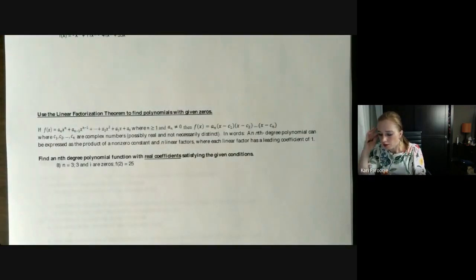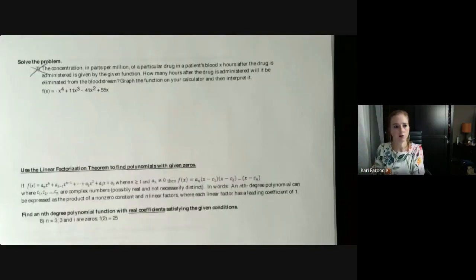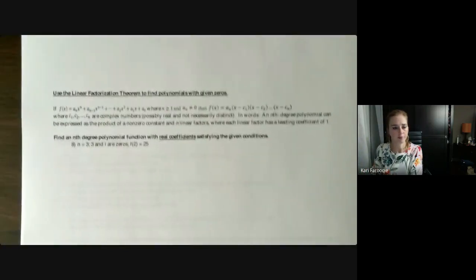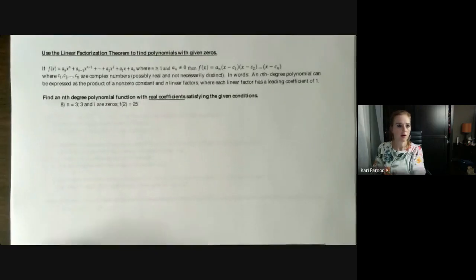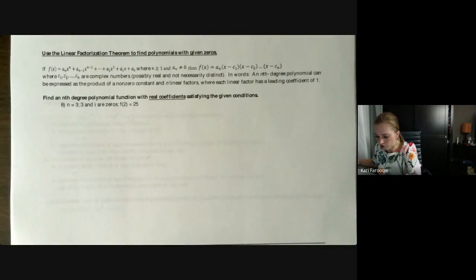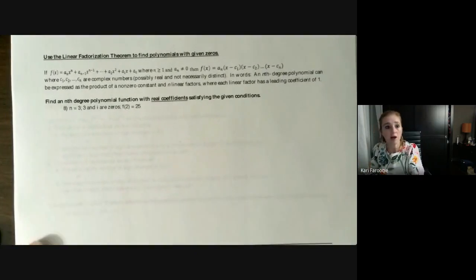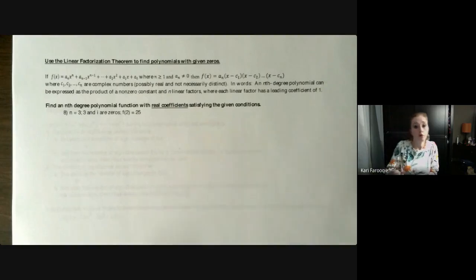Oh, yeah. Let's skip number 7. It's basically the same thing that we've just done like 3 times. Okay. All right, so what we're going to do now is use the linear factorization theorem to find polynomials with given zeros. So we're going to work our way backwards now. Instead of you finding zeros given a function, now you're going to be given zeros and you're going to find a function.